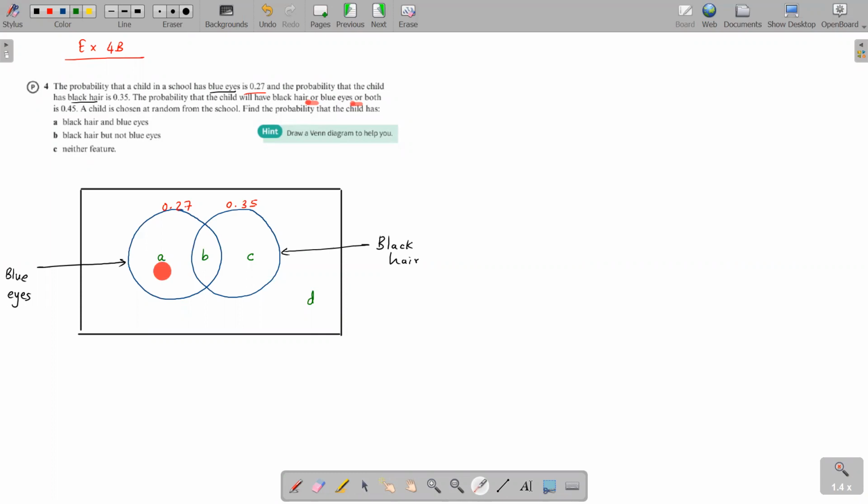So blue eyes, I think you can see region A pinpoints to the part where you have only blue eyes. Can you guys see? Because the people in region A don't have black hair. But people in region B have both blue eyes and black hair.